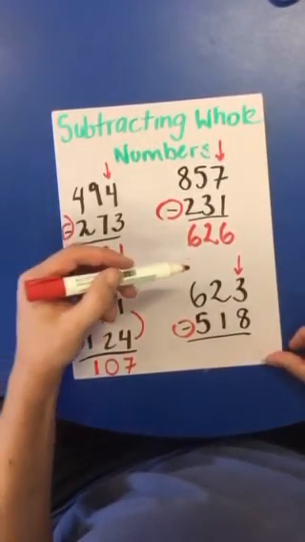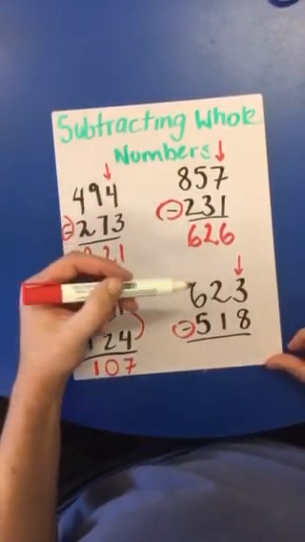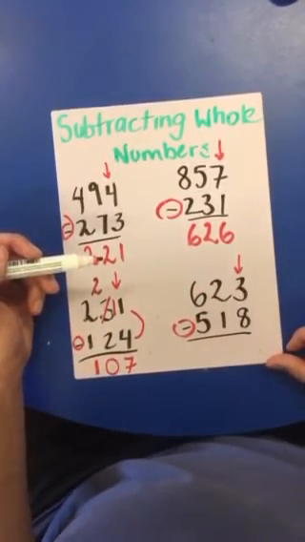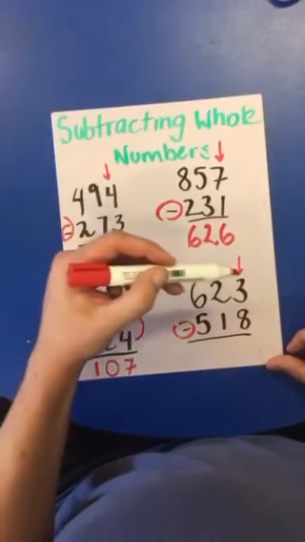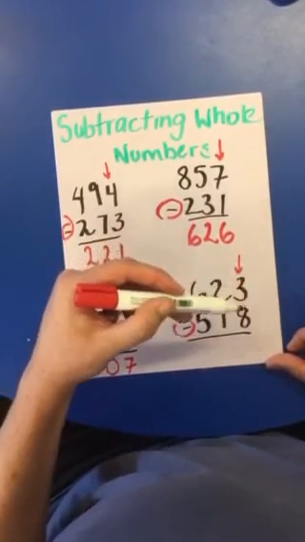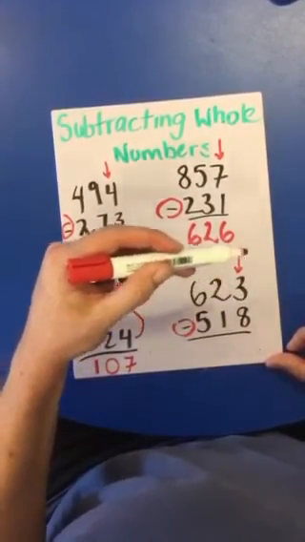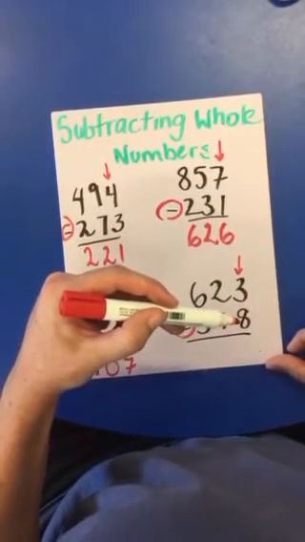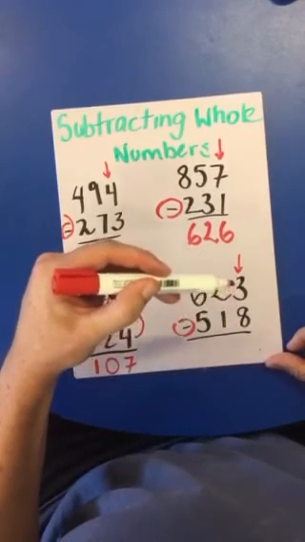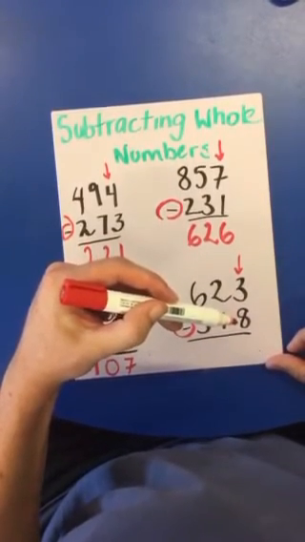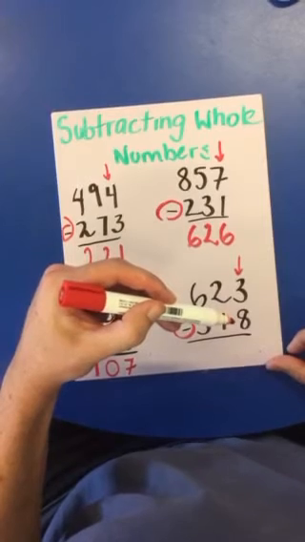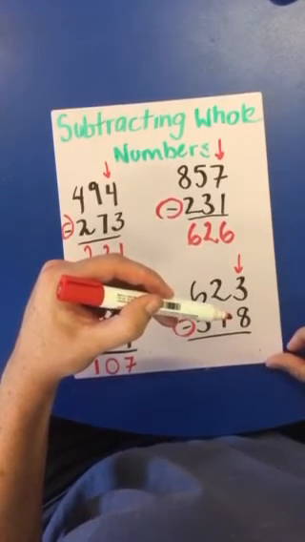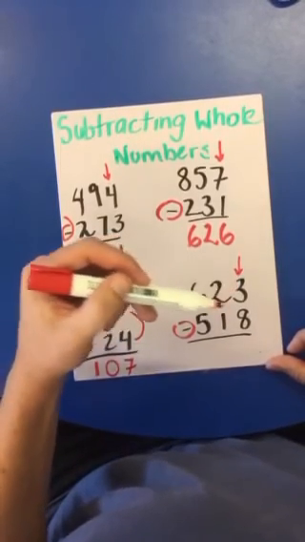Next one. 623 subtract 518. First question you could ask yourself is this number, where I always start in the top right-hand corner, is this larger than the number below? Is it larger? So we're not saying 8 subtract 3. We're saying 3 take away 8. And that doesn't work. That ends up being -5. So I have to borrow.